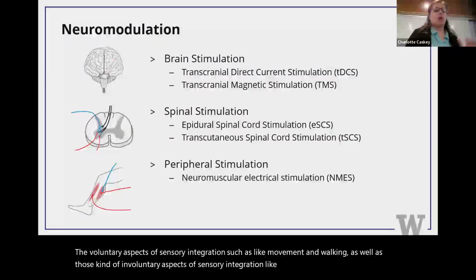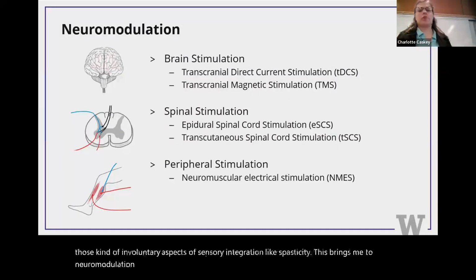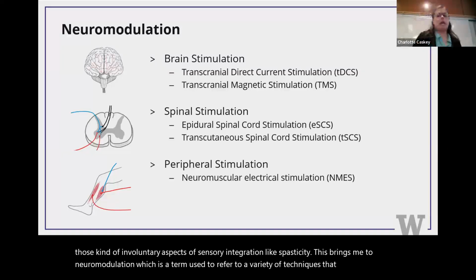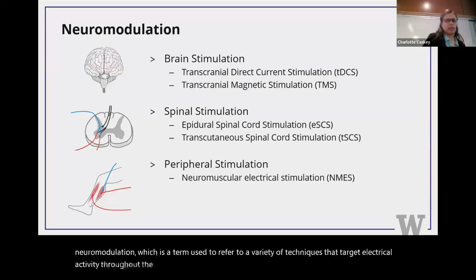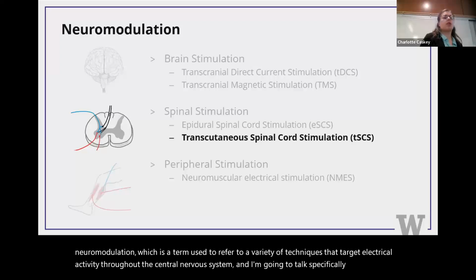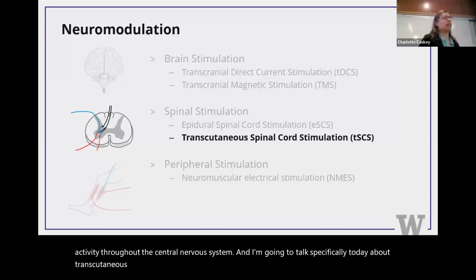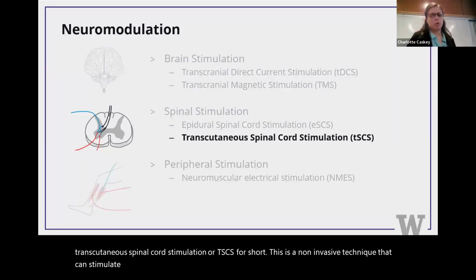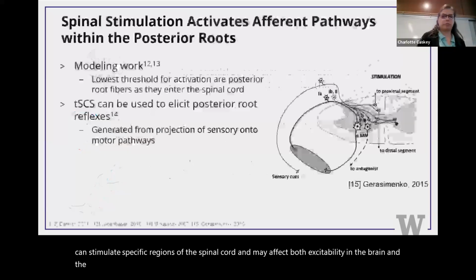This brings me to neuromodulation, which is a term used to refer to a variety of techniques that target electrical activity throughout the central nervous system. And I'm going to talk specifically today about transcutaneous spinal cord stimulation, or TSCS for short. This is a non-invasive technique that can stimulate specific regions of the spinal cord and may affect both excitability in the brain and the spinal cord.